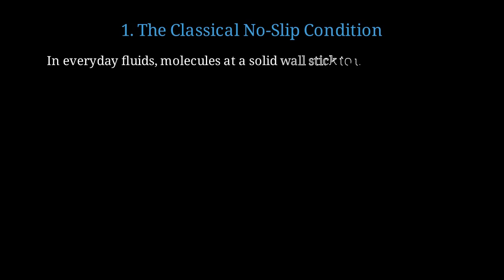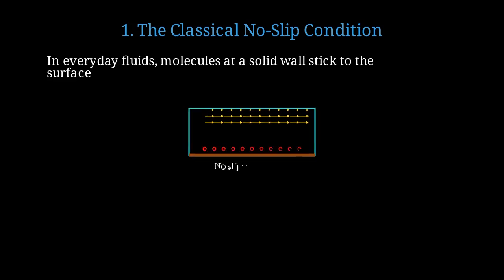In classical fluid dynamics, we assume that fluid molecules directly touching a solid wall have exactly zero velocity relative to that wall. Here we see the classical picture. Fluid particles at the wall are stationary while those above flow. This creates a velocity gradient near the surface. Mathematically, we express this as velocity v at the wall, position y equals 0, is exactly 0.